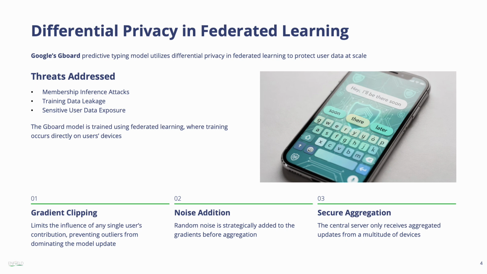And on top of that, in order to better protect the privacy of its users, Google has also added differential privacy. Thus, it does gradient clipping, noise addition, and secure aggregation, so that even from the weights that are being sent from the users' devices to the central server, it is not feasible to extract any personal sensitive data from text that users type.